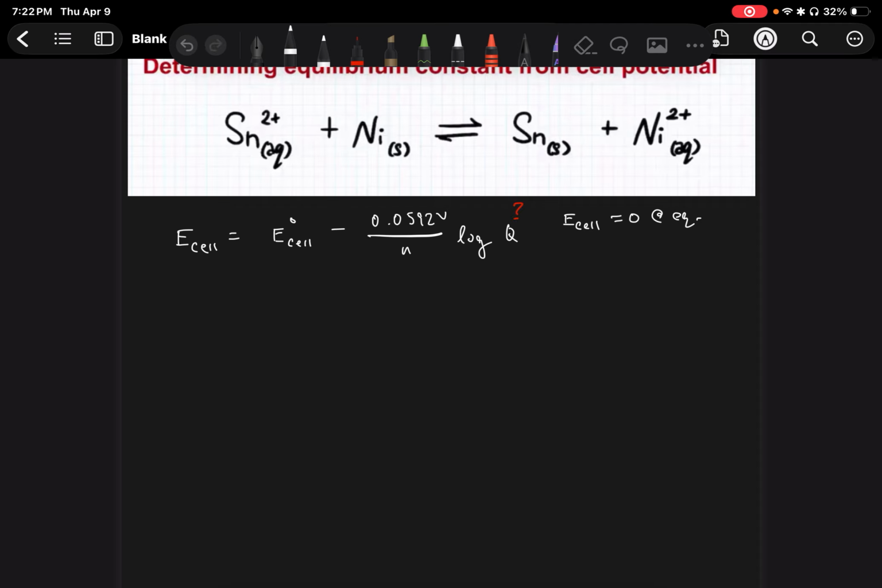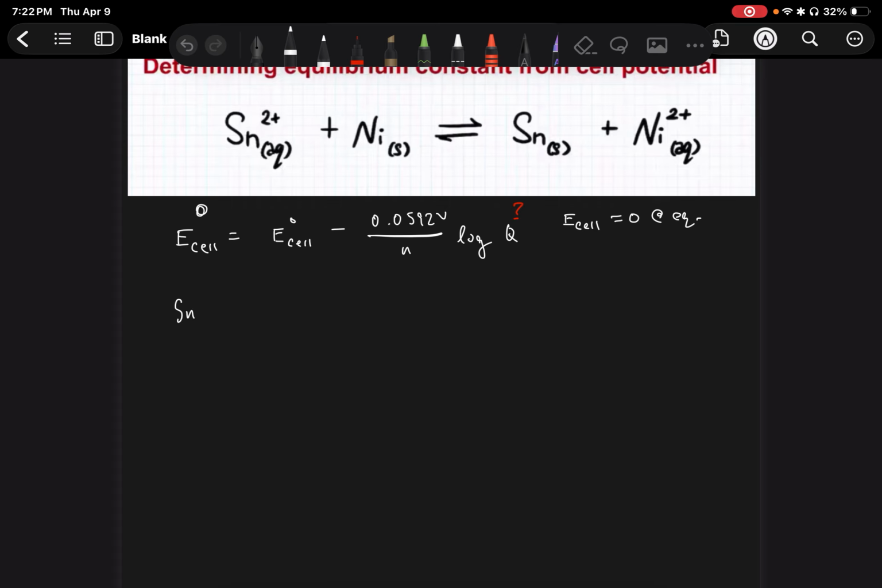What do we need to know? Well, we need to know N, which we can find. E cell is going to be 0, so we don't need to worry about that. And E naught, we can find that out as well. So we're going to do that. First step, what I think we should do is separate these two equations into two, because we need to find the standard cell potential.